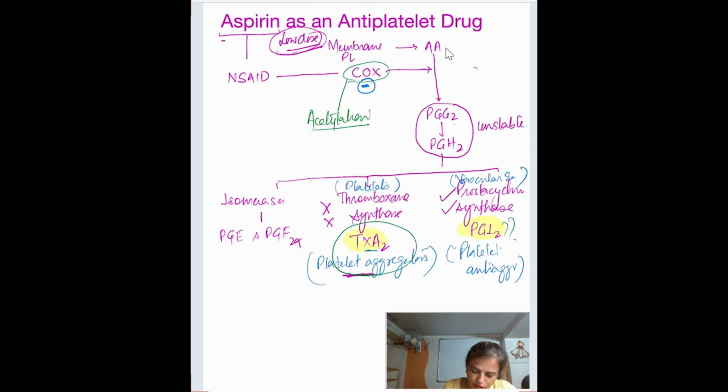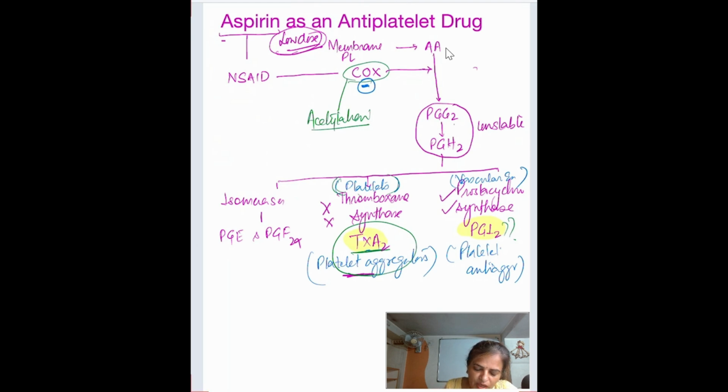Now, this thromboxane, where is it synthesized from? From the platelet. Once you give aspirin in a low dose, the platelets are exposed to aspirin in the portal circulation itself. So acetylation of the COX enzyme in the platelet will happen, and the enzyme will be inhibited, in the portal circulation itself.